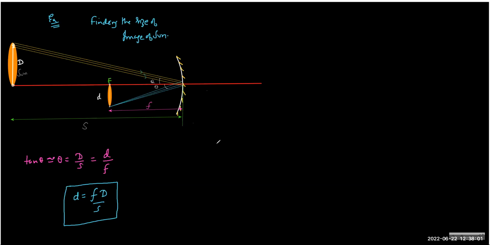Anybody having any difficulty in realizing this part? No. And if you extend this light ray further, you can see it. If you put an eye here, you can see the image of the sun. So that is how the reflecting telescope works.